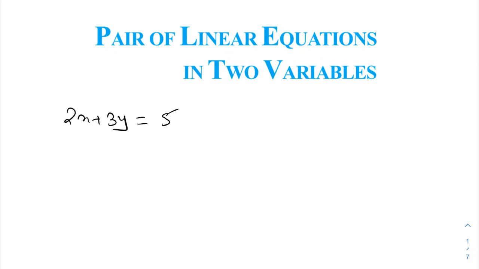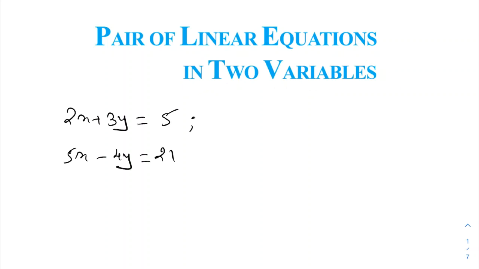If we write one more equation with this one as 5x minus 4y equals 21, this is also a linear equation with two variables. Remember that both the equations have the same variables, so together they form a pair of linear equations in two variables. Is it clear? Now I think it must be clear to you what is a pair of linear equations in two variables.